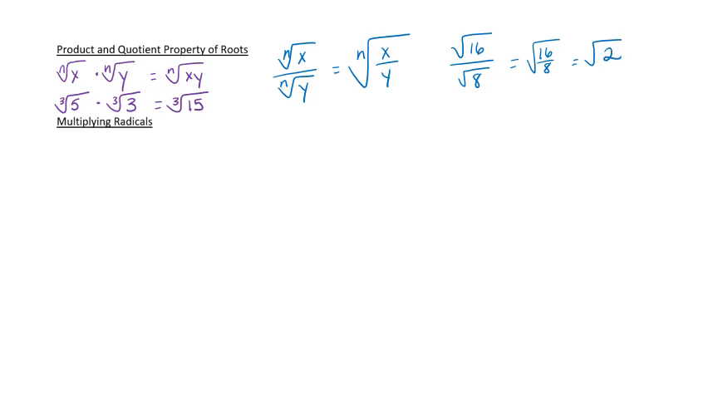So we're going to multiply and divide radicals today. First we're going to multiply radicals. You can use the product property of radicals to multiply radicals with the same index. You can multiply with different indexes, but you have to use what's called rational exponents, which is something we'll talk about later. So you can use the product property of radicals to multiply radicals with the same index.